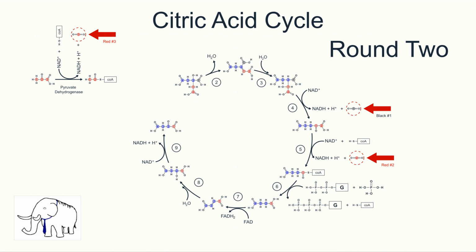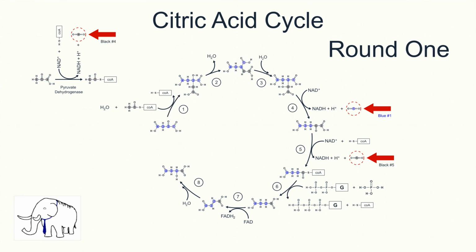In each round of the citric acid cycle, we got rid of 1 carbon dioxide from this acetyl-CoA and 1 carbon dioxide from the previous acetyl-CoA. The oxaloacetic acid ends up with a new number 1 carbon each round, which it got from the newest acetyl-CoA that arrived in step 1.